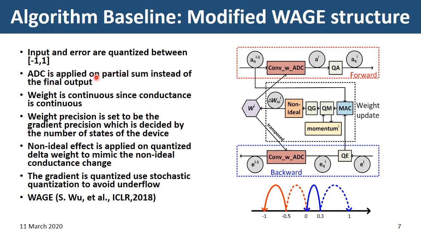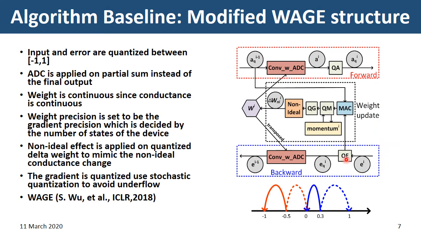Here, for example, we can see this diagram to show the process of the training. First, we load in the activation from the previous layer, and then the activation will do the convolution with the weights. Here we consider the partial sum, and we are going to use the ADC to do the quantization. After that, we go through the activation function, and after the activation function, we do quantization again. So this is the forward process.